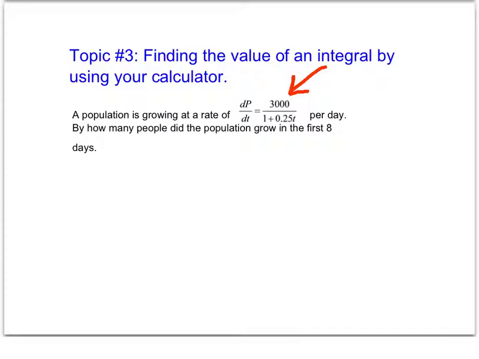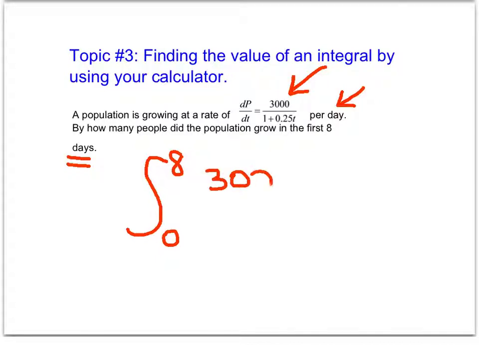By how many people did the population grow in the first 8 days? Now you'll need to be able to write this as an integral. So I want to go from 0 to 8. And notice the population, the units match. So it's in the first 8 days and it's per day. So I want to find the integral from 0 to 8 of the rate of change.